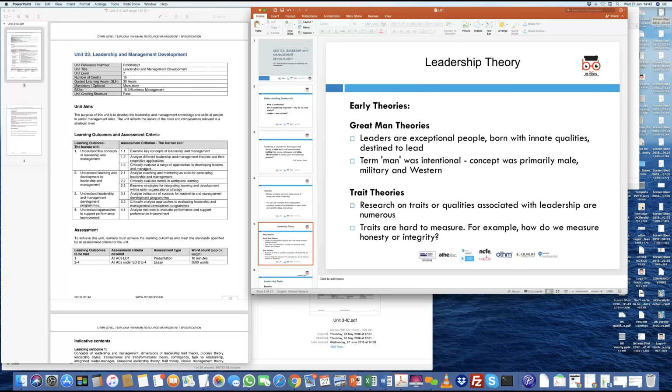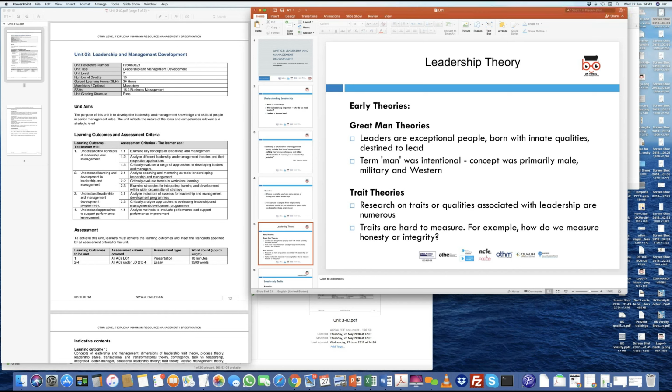Now here, if I have to look at a synopsis, there is a great amount of detail that I can go into, but just for the purposes of the session that we're doing, great man theories basically believed that leaders are exceptional people born with innate qualities and they are destined to lead. And that is where the origins of the great man theory comes from. They believed that there are certain types of people who are born with certain traits and they have the ability to lead, and that is where they classified them as leaders.